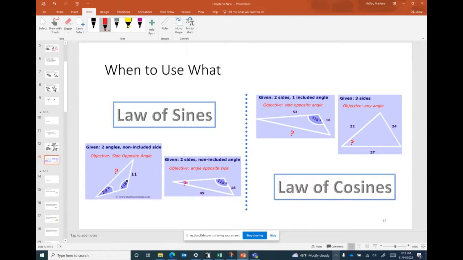All right, and here's a page that summarizes very nicely when to use the law of sines and when to use the law of cosines. Again, with the law of sines, if you have an angle-angle-side triangle, or if you have a side-side-angle triangle, and this side-side-angle is the ambiguous triangle, so there might be two. When you have a side-angle-side or a side-side-side, you use the law of cosines. Okay. All right, so that ends the lecture for section 8.1b, the law of cosines.